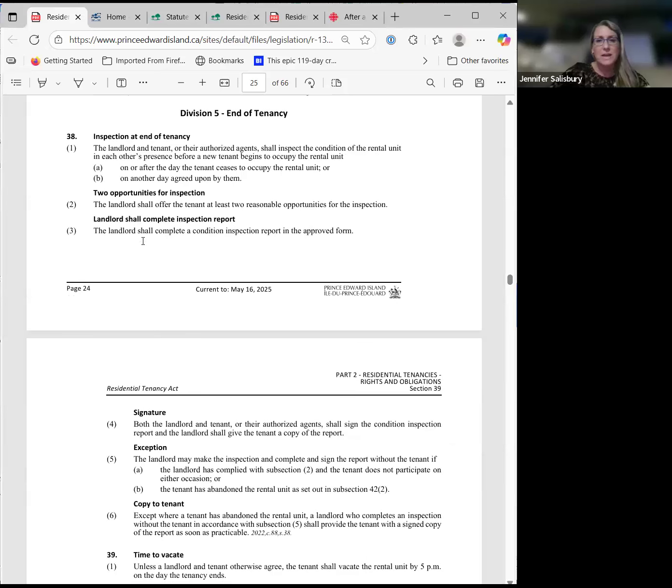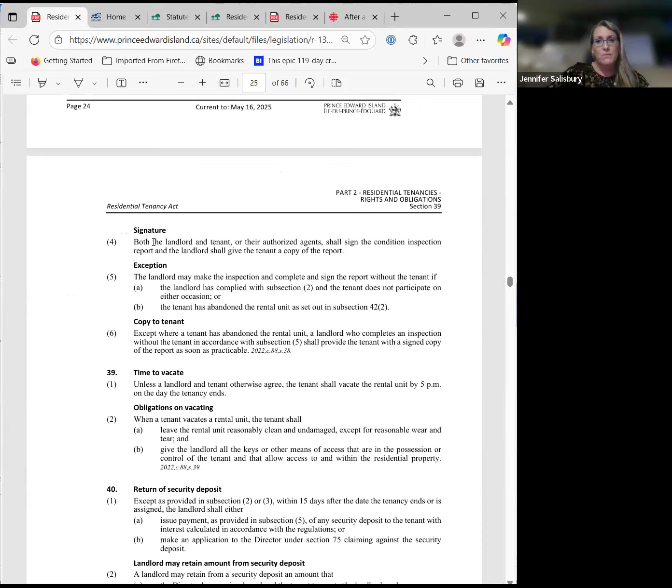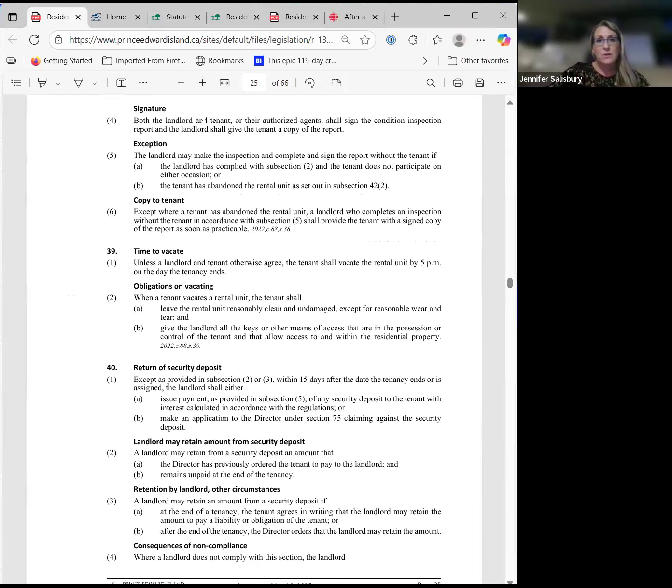Okay, ending of tenancy. Inspection and ending of tenancy, because if you were a good landlord, you will have a condition inspection at the beginning of the tenancy, which is good. And if you don't, look, it says 2 opportunities for inspection. The landlord shall offer the tenant at least 2 reasonable opportunities for the inspection. And if it doesn't happen, then the landlord will note that they tried and leave it at that. You've got to use their approved form for the condition inspection, which is great. The landlord and the tenant must sign at the time of departure. So this is the end one. And you've got to give a copy of everything to the tenant, which is fine.